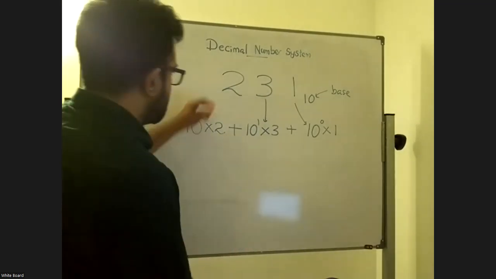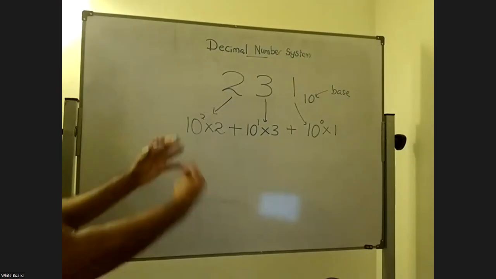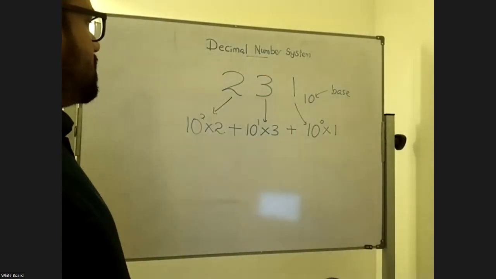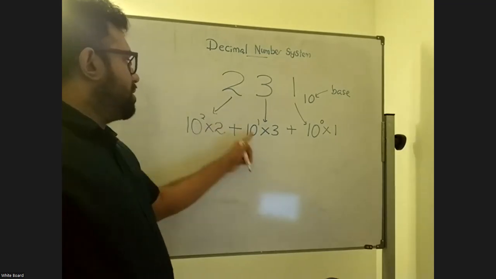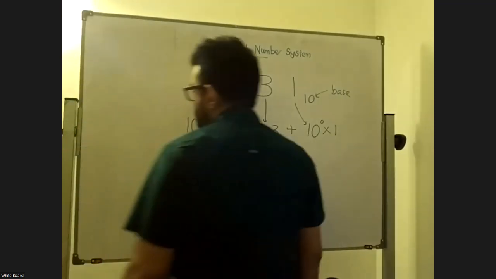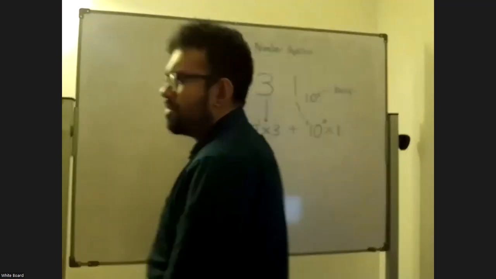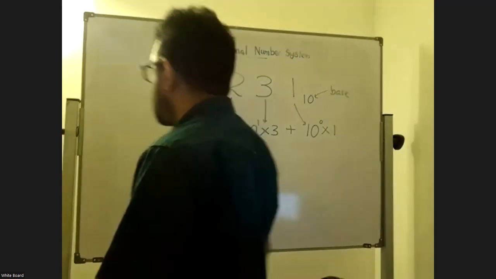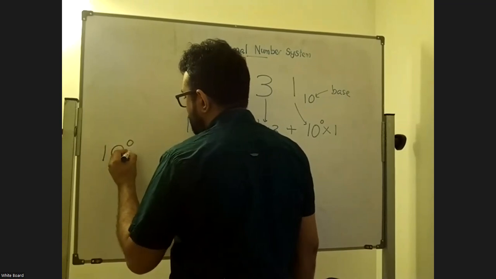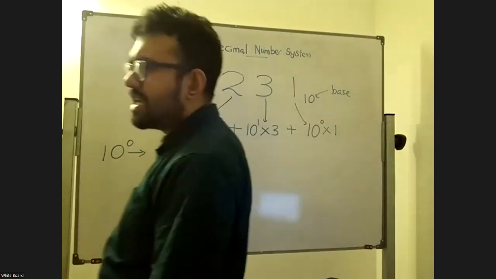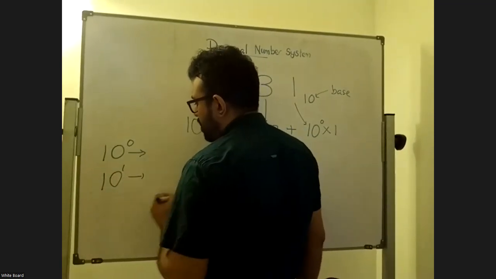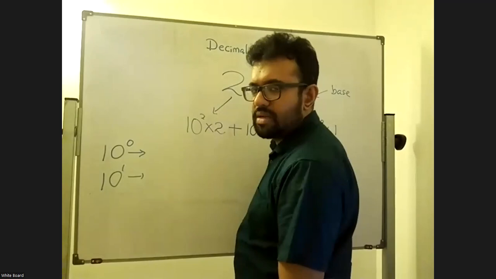So this is the expanded form of 231. 10 to the power 2 into 2, 10 to the power 1 into 3, 10 to the power 0 into 1. And now we have to have some understanding of what these 10 to the power values are going to be. First one, 10 to the power 0. So you have to ultimately see what is the actual value. Before that, we have to find out 10 to the power 1. What is this value?